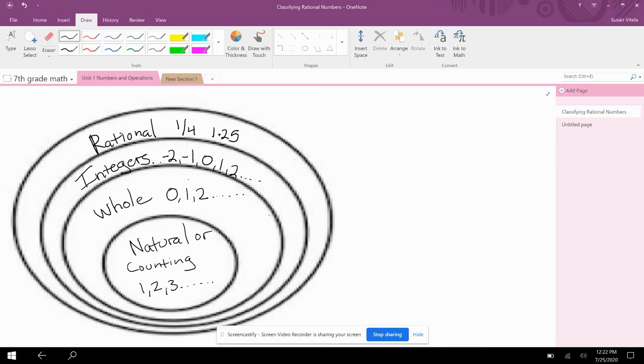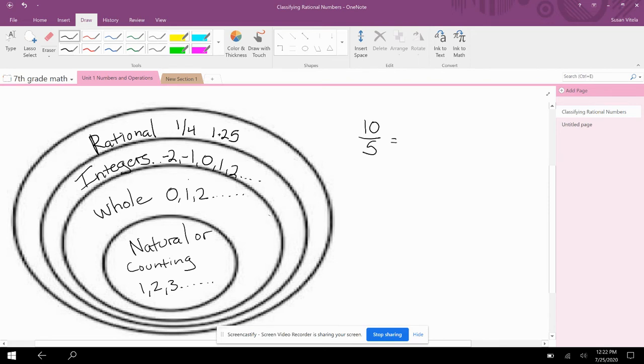About some of the unusual fractions, because at this point, probably you would think that all fractions can only be rational numbers, that they can't be whole numbers, they can't be integers, they can't be natural or counting numbers, that fractions must be only rational numbers. That's the only category they go into. But what if you have a fraction like 10 over 5?